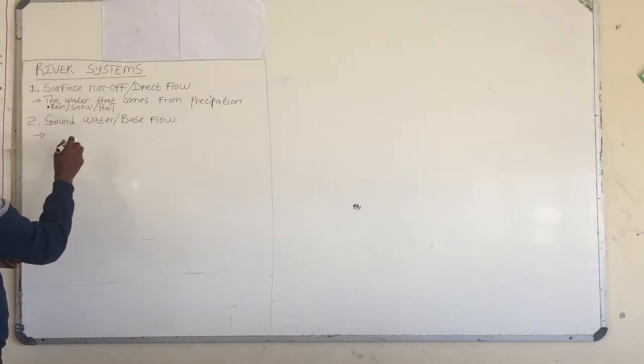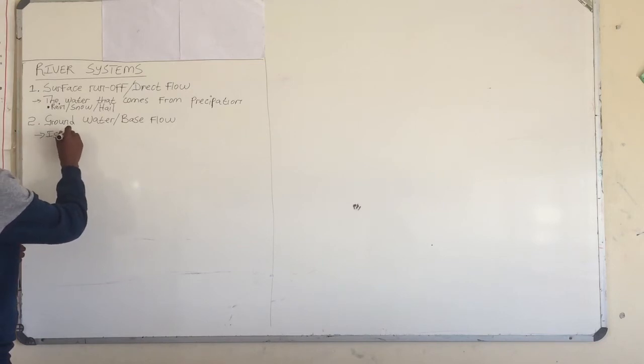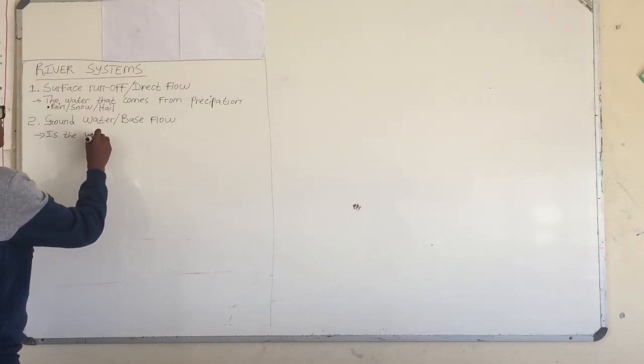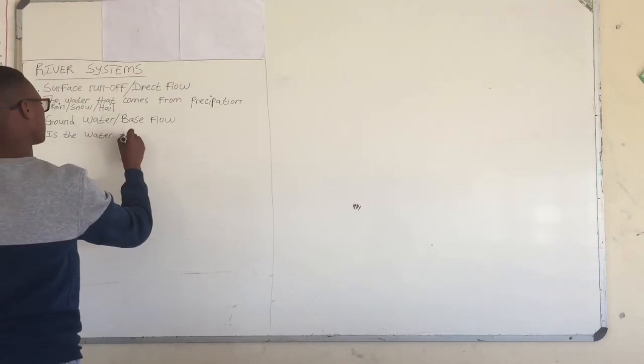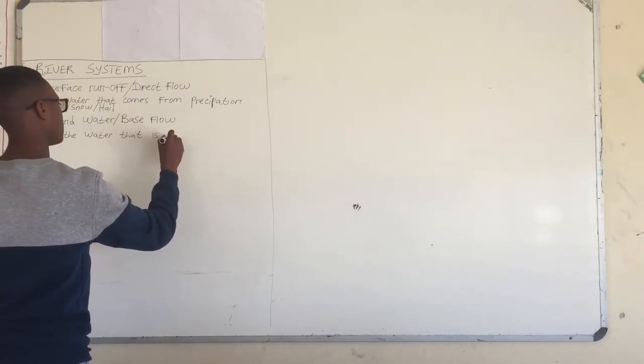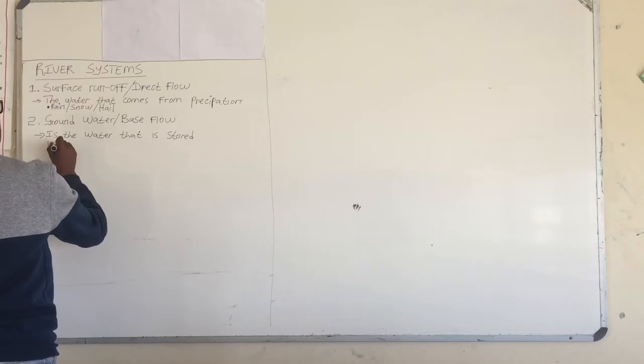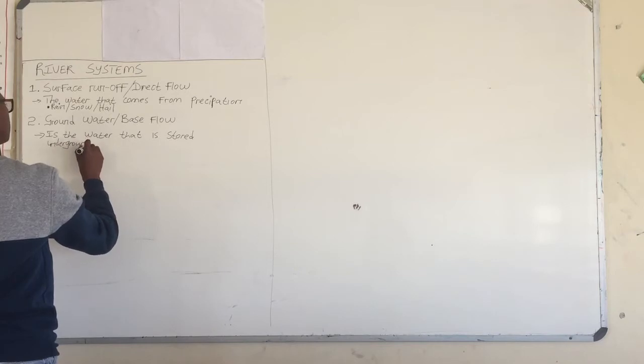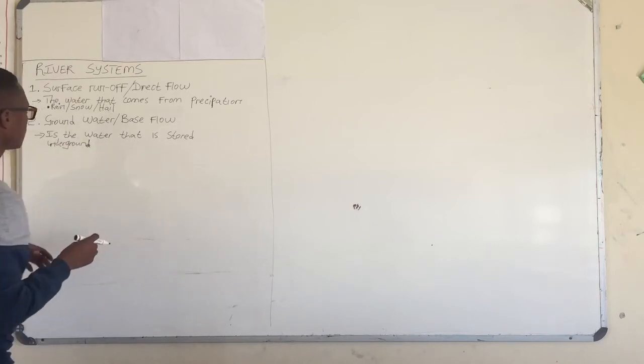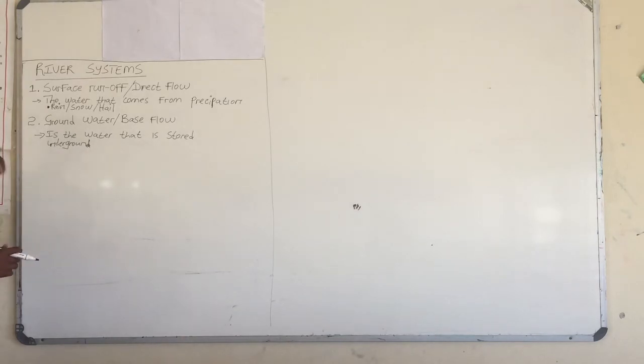So groundwater is the water that is stored underground. Now we have been dealing with where the water found in rivers comes from. As I've said, it comes from surface runoff, and it also comes from groundwater.